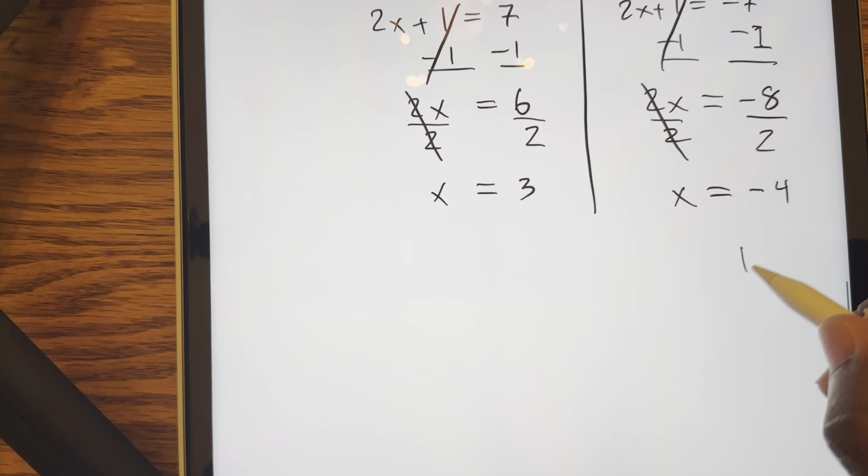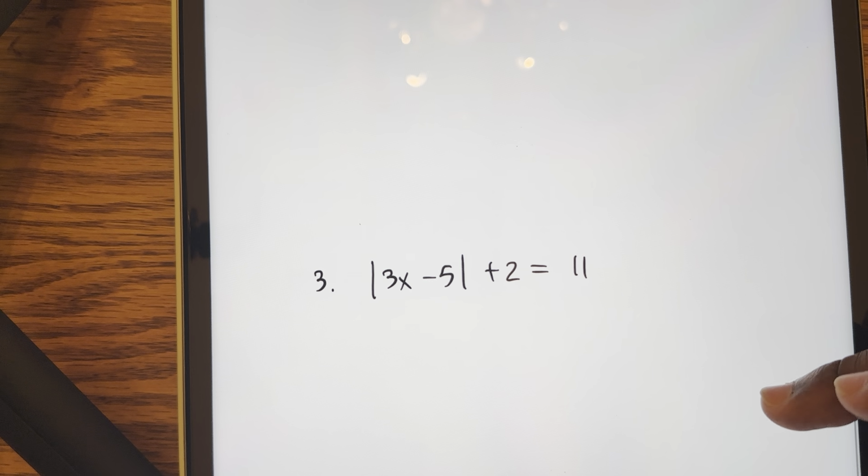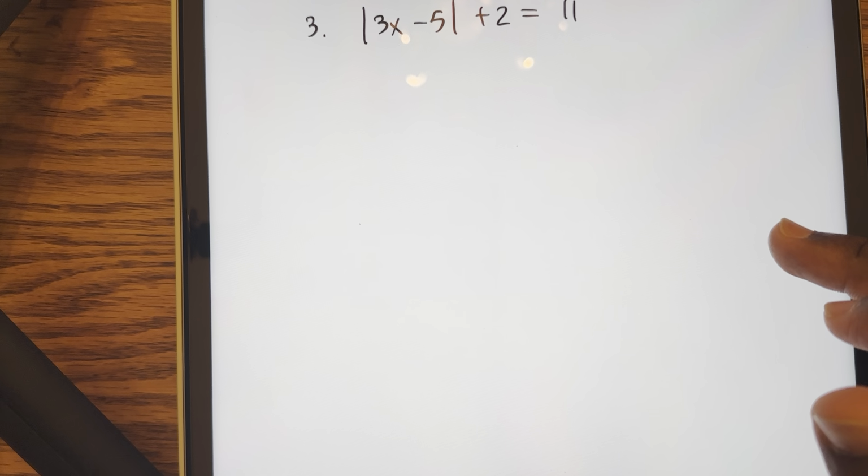Okay, so that would be the answer for this equation. And then last but not least, let's try number 3. Last question here. I didn't mention this before, but when you're doing an absolute value equation, you want to make sure that before you set up your positive and negative layouts, the only thing on the left-hand side of the equation is the absolute value, and then you can proceed to splitting it as a negative and a positive.